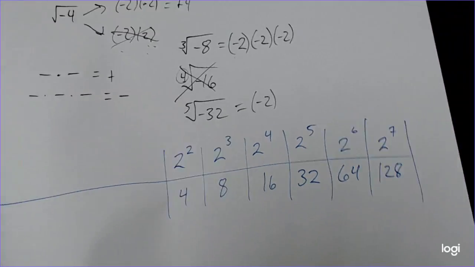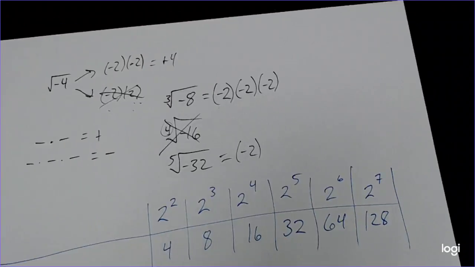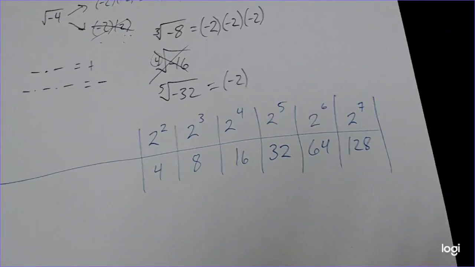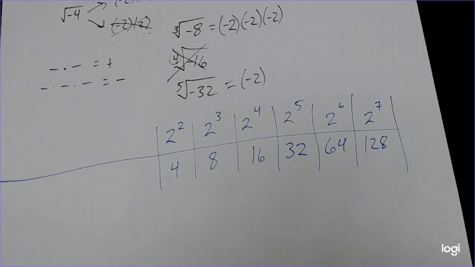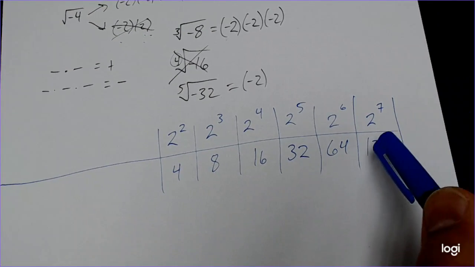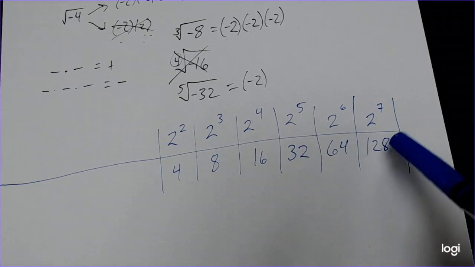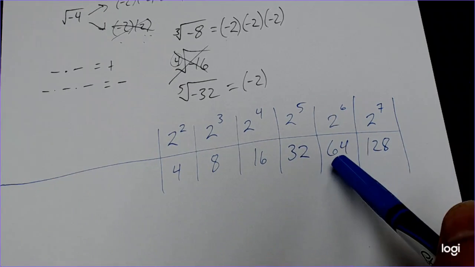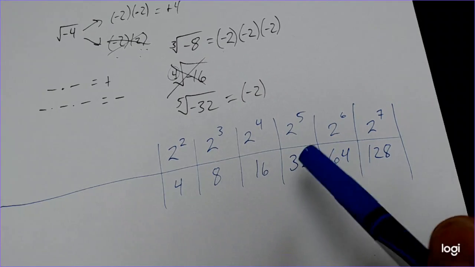Whoops, I'm off camera. Now, what's really cool about real numbers is the trend works in both directions. So if I started off at 2 to the power of 7 and wanted to go down, 128 divided by 2 is 64. 64 divided by 2 is 32.